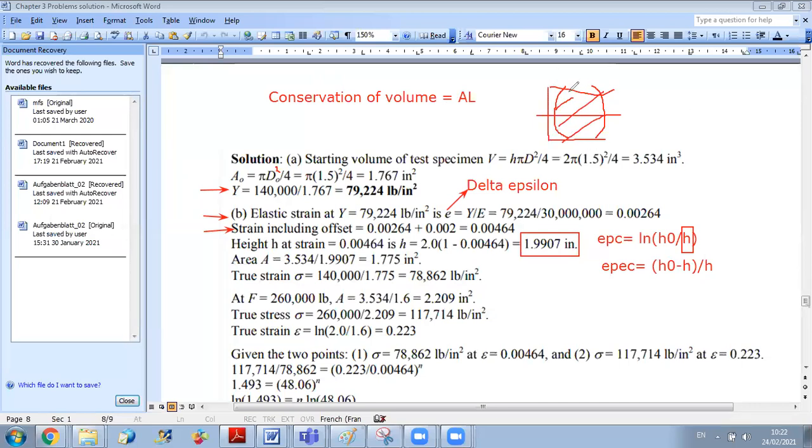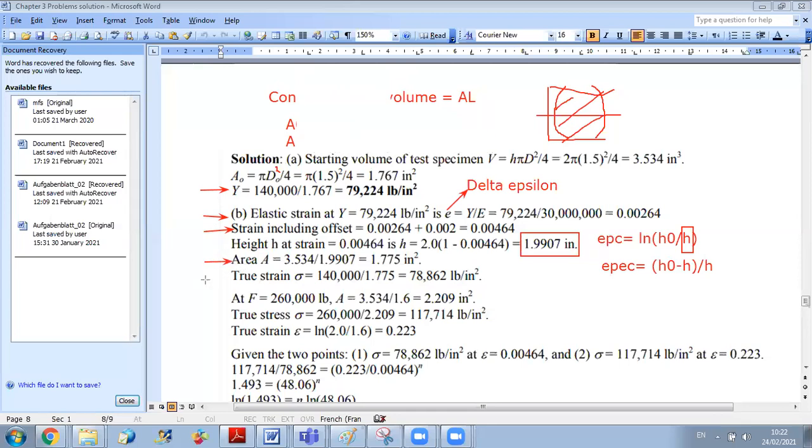So since the volume is conserved and we know the initial volume, it's A0 times L0, we can, based on this, say that A0 L0 is equal to A times L. So we can calculate the new value of area. Area is equal to A0 L0 over L. And therefore, once we obtain the new area, this is a second method to calculate the true stress.